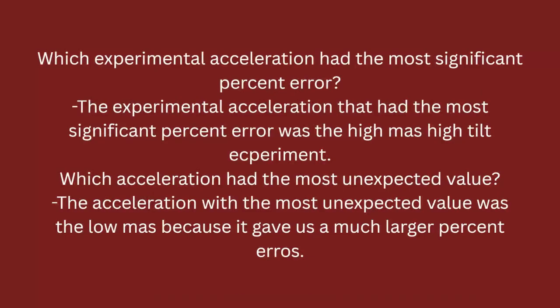And last, I have the questions to answer, which were: which experimental acceleration had the most significant percent error? And the answer that we gave is the experimental acceleration that had the most significant percent error was the high mass, high tilt experiment. And which acceleration had the most unexpected value? And the answer we gave was the acceleration with the most unexpected value was the low mass, because it gave us a much larger percent error.